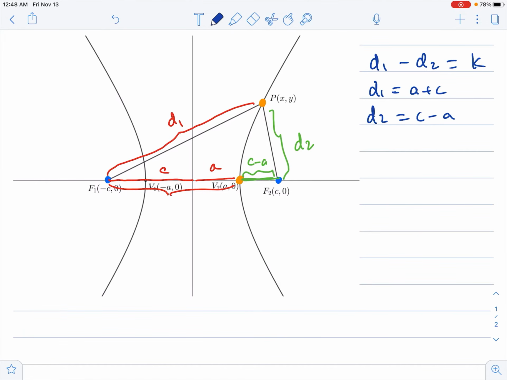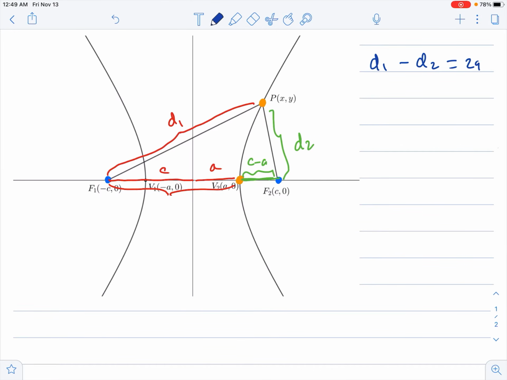So pag sinubtract natin yung dalawang yan, d1 minus d2 is equal to a plus c minus c minus a, which is equal to a plus c minus c plus a, which is equal to 2a. Okay, so ibig sabihin d1 minus d2 is equal to 2a. So yung constant na hinahanap natin ay 2a.